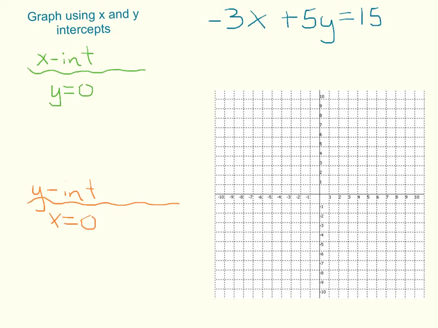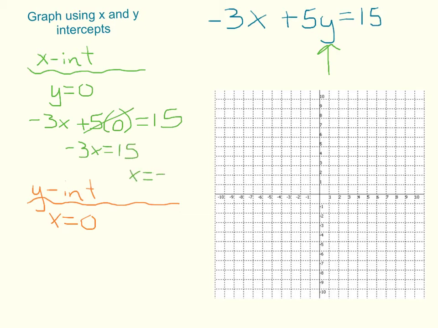So, going back to the x-intercept, we need to plug in 0 for y. So negative 3x plus 5 times 0 equals 15. Well, this will cancel and leave you with negative 3x equals 15, which means x equals negative 5. So my x-intercept is the point (-5, 0).